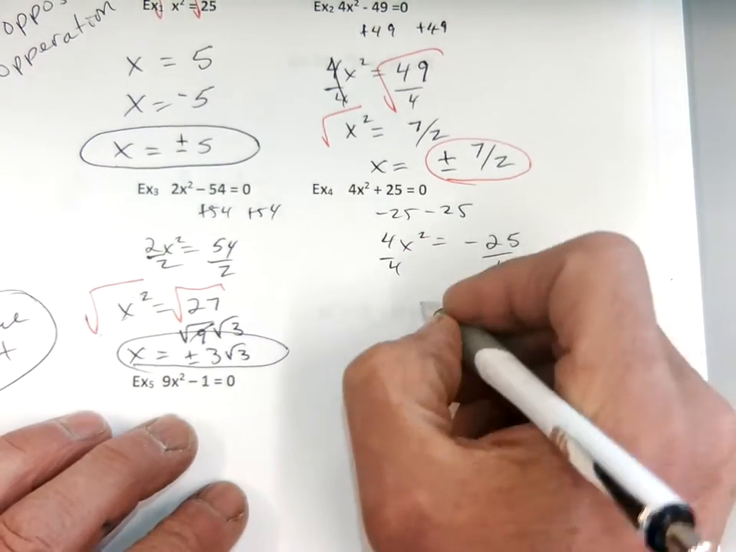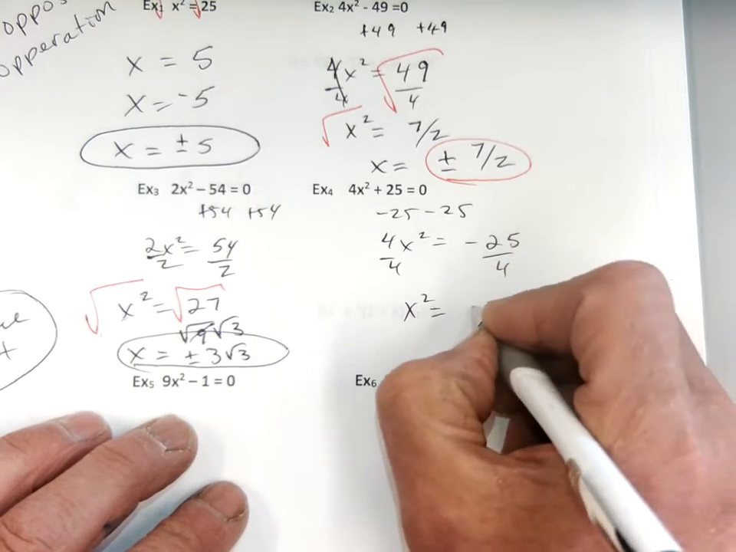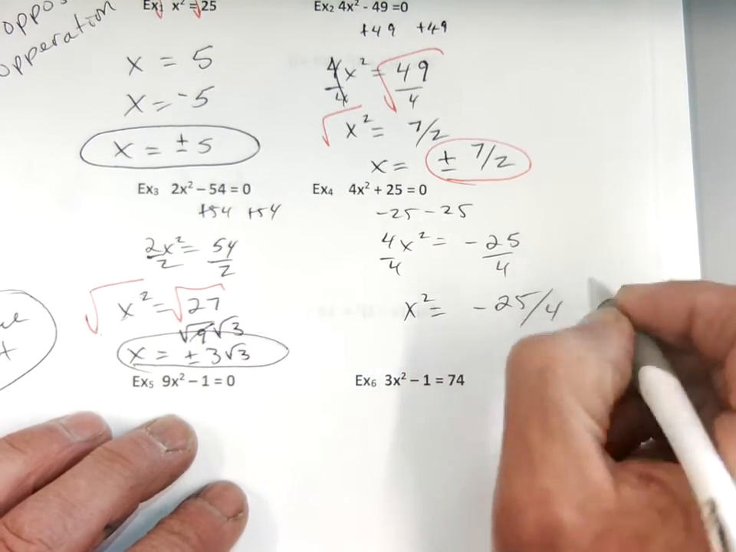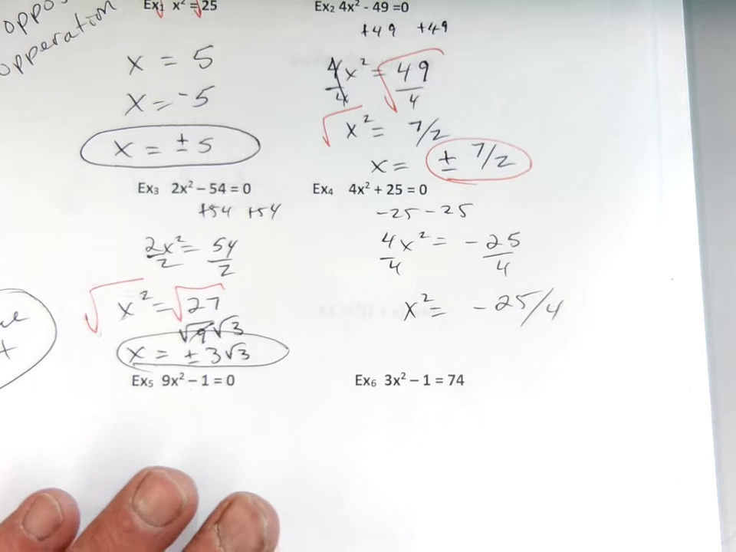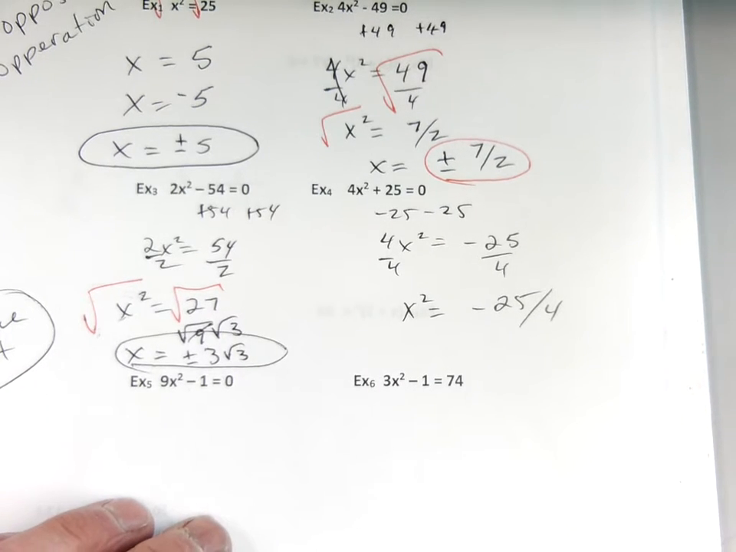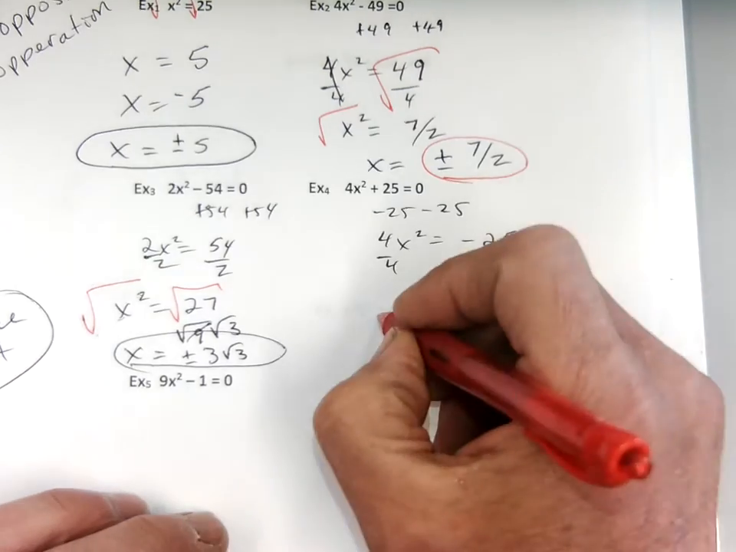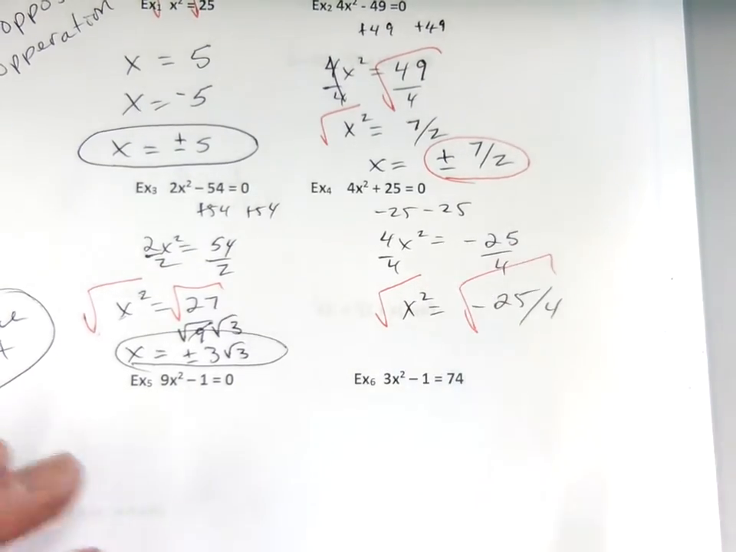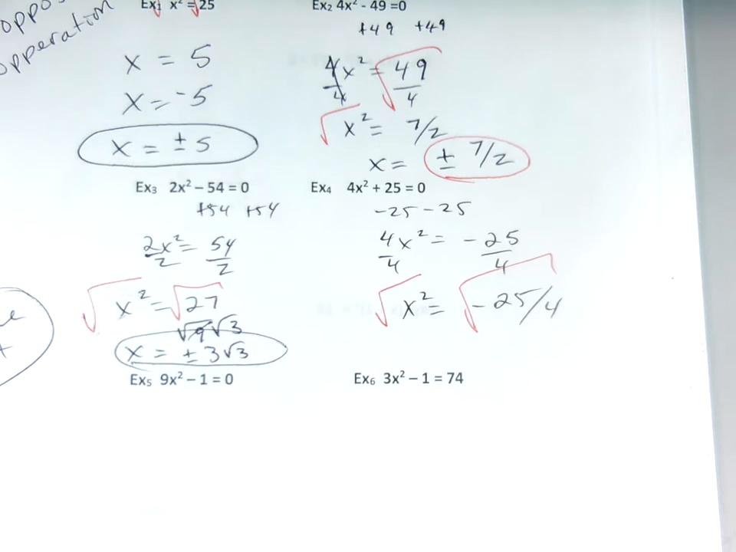Divide by 4, divide by 4. X squared equals negative 25 over 4. And then what? Square root. Yeah, we have square root, square root. Now, here's a problem. I don't know about you guys, but there is a major problem.